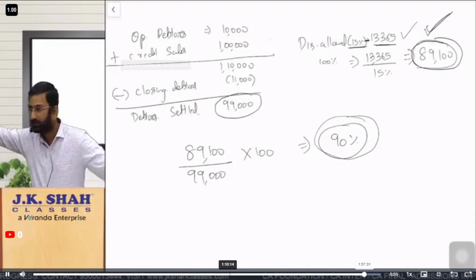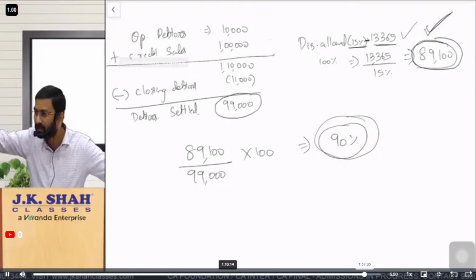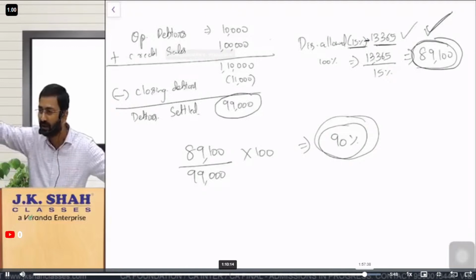This part is given. All of you have written it quickly. So what is the year trend of prompt payment? 90% of the customers are expected to make prompt payment.